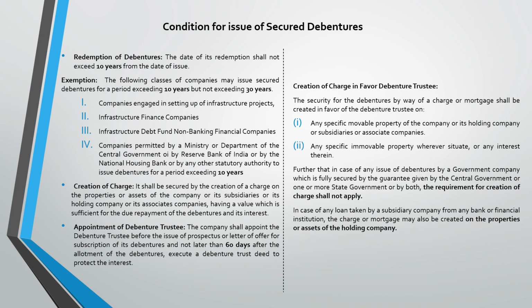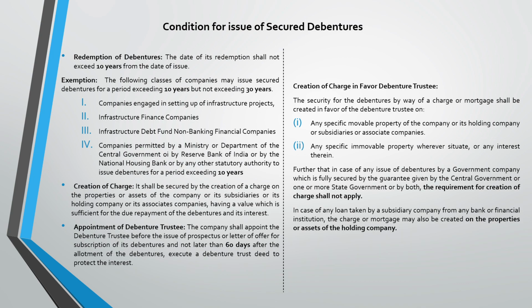If a debenture has been issued by a government company where a guarantee is given by the central government or the state government, then such issue need not be secured by the charge of the assets. This is because the government itself is giving the guarantee for those kinds of debentures. So the creation of charge is not mandatory. It should not apply.